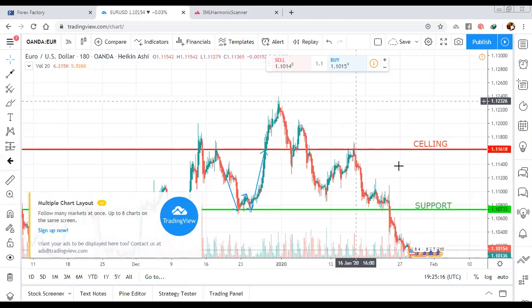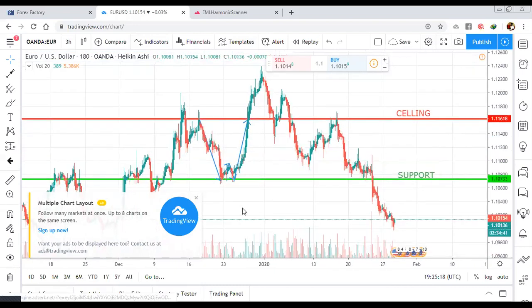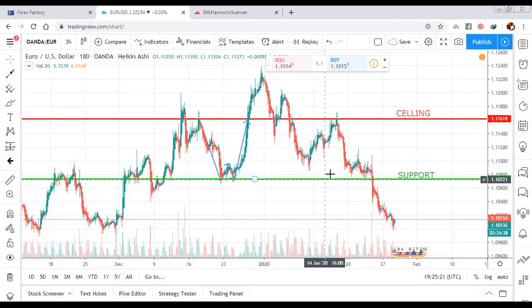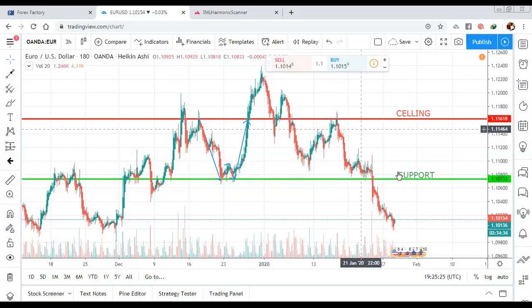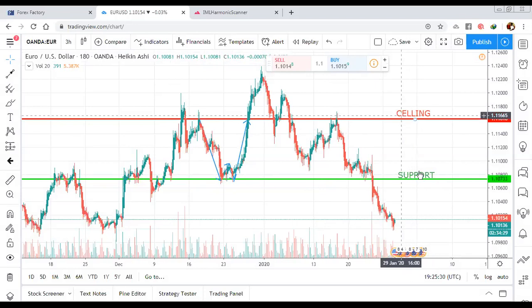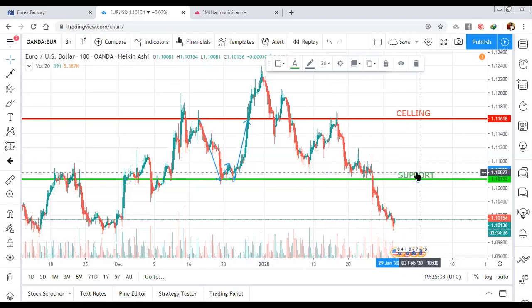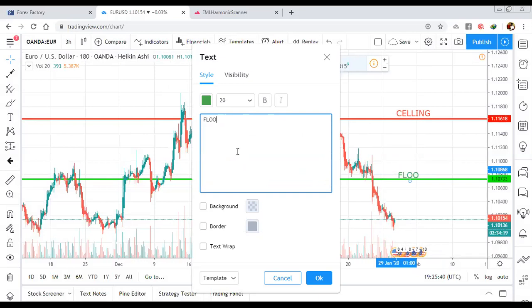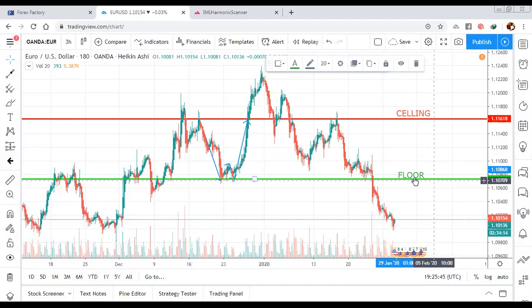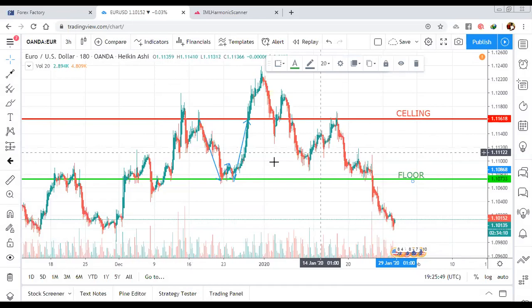Now, one thing you should know: why is it called a support resistance line? Because your support can also be your resistance. Oh, sorry, I put ceiling here. This is the floor, or support. Now, your floor can also be your ceiling.